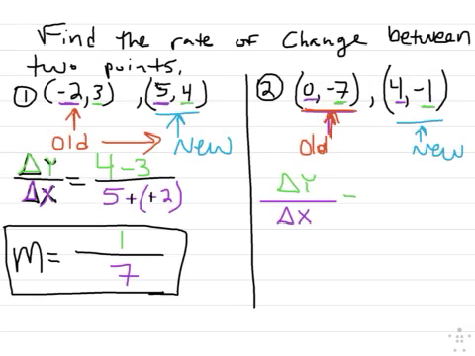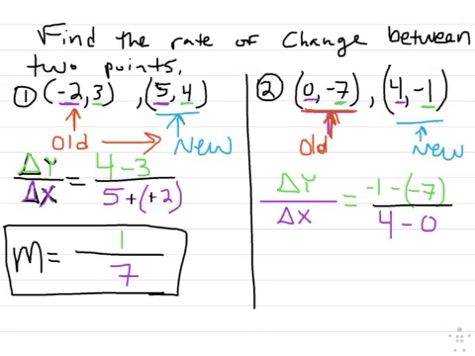So for our y's, our new value was -1. Our old value was -7. But careful, it's minus -7. And I'll write that even more clearly. It should look a little better here. Minus -7, right? So watch your negatives here. Just be sure you keep your stuff in parentheses, to not get yourself mixed up. Change in x, 4 minus 0. There we go.